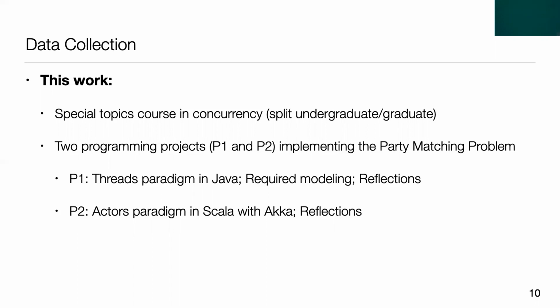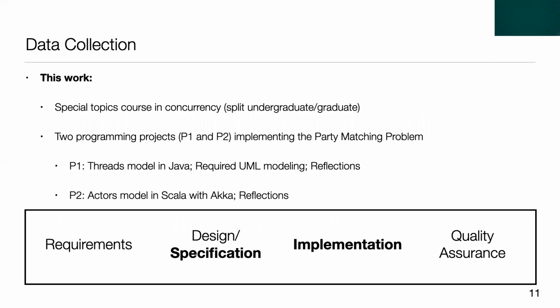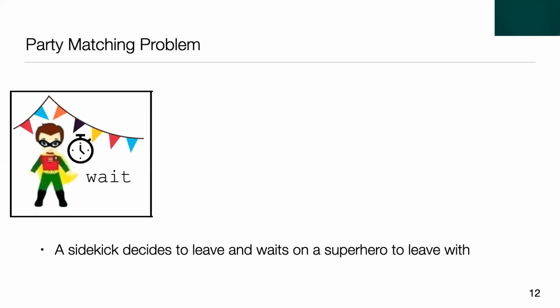The first project used the threads paradigm in Java and required UML diagramming and pseudocode. The second project used the actors paradigm in Scala with Akka. Both projects included questions for students to respond to and reflect on their process. So this work provides insight into student reasoning about concurrency in the specification and implementation phases of the software development process. So let's look at this party matching problem.